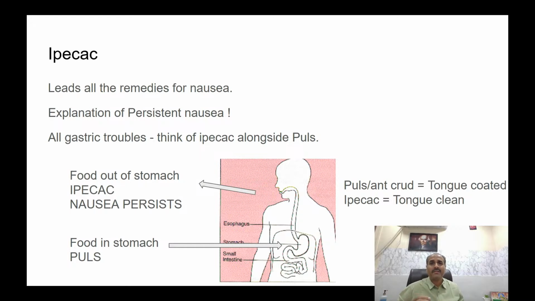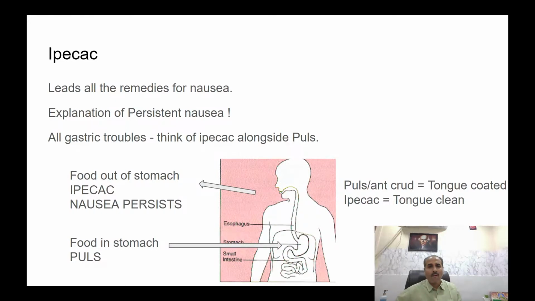Ipecac, the very first line Dr. Nash tells in his book Leaders in Homeopathic Therapeutics, is that this remedy leads all the remedies for nausea. And we all know that there is persistent nausea in all the patients who have been given ipecac or will require ipecac. And then in a couple of paragraphs, Dr. Nash explains what is the persistent nausea of ipecac.